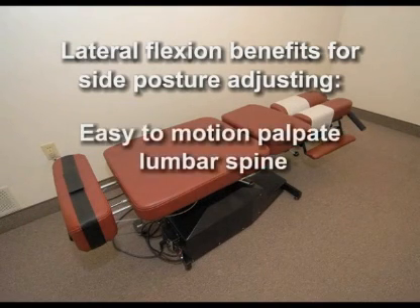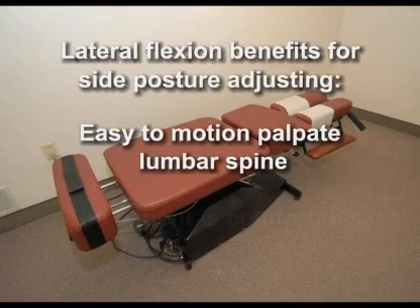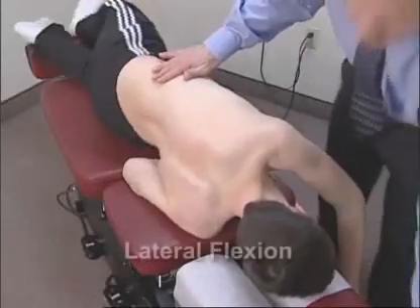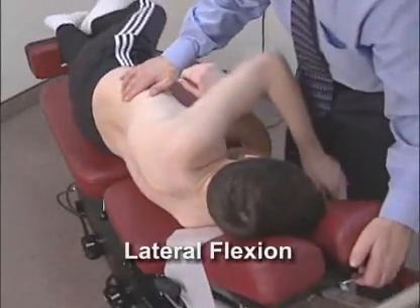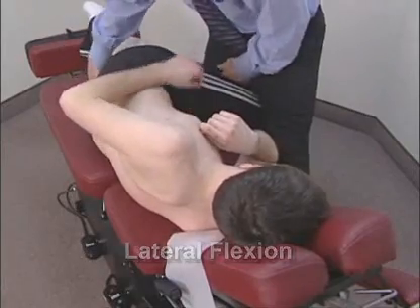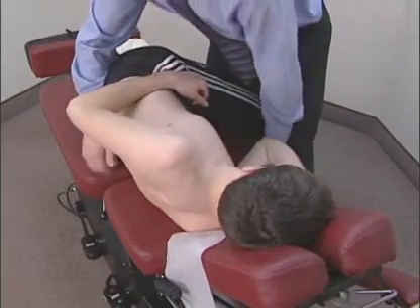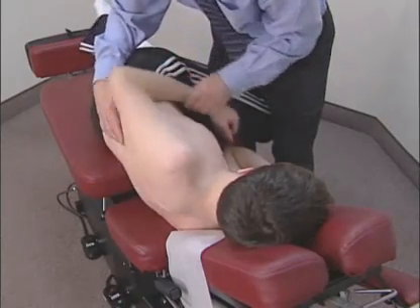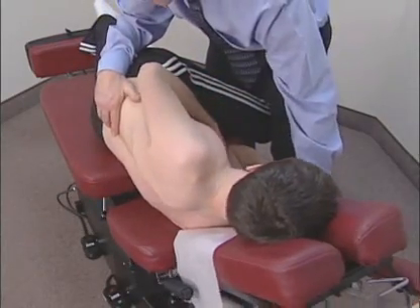It's easy to motion palpate the lumbar spine. The patient is comfortable without feeling of falling off the table. Raise the hinged cervical section upward to full extension. Flex the patient's knee up to patient tolerance. Place the patient's iliac crest at the top edge of the pelvic section. Lower the abdominal section. This allows for more lateral flexion of the table.